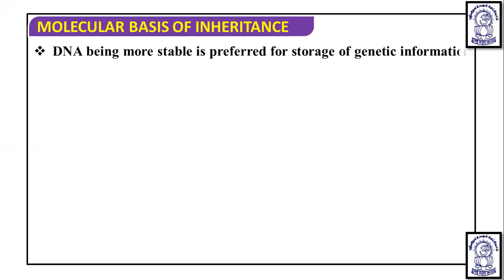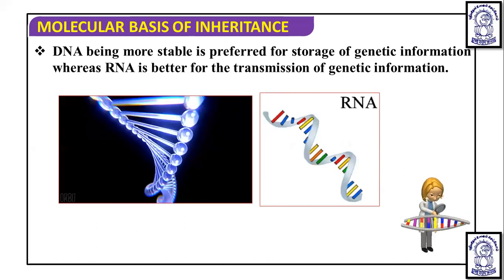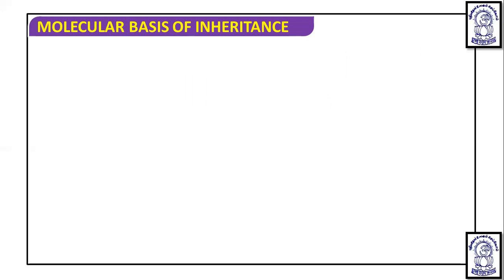But DNA, being more stable, is preferred for storage of genetic information, whereas RNA is better for transmission of genetic information. So if we talk about the transmission of genetic information, then RNA is better. But if we talk about storage of genetic information, then DNA is better. So this is the comparison between DNA and RNA, and by this it ultimately proves that DNA is going to be the genetic material.